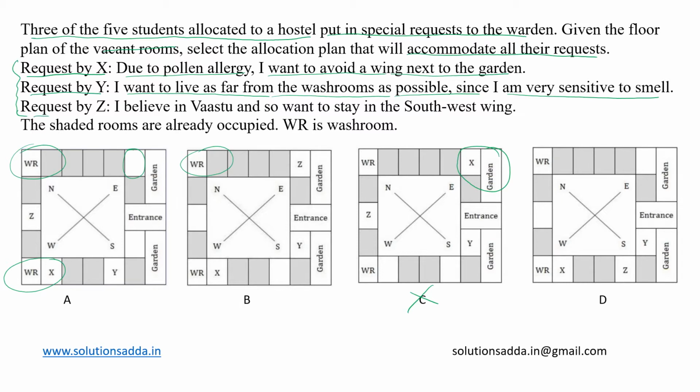Finally, we look at the request made by student Z, who says that I believe in Vastu and so I want to stay in the southwest wing. Now the directions have been shown over here. This is the south and west. Hence this lower portion denotes the southwest wing and that has to be allocated to student Z. You can see that such an allocation is made only over here. All the 3 properties are being satisfied. X is not next to the garden, Y is far from the washroom, and Z is allocated in the southwest zone. So option D will be the most appropriate allocation made to these 3 students. So that is the answer.